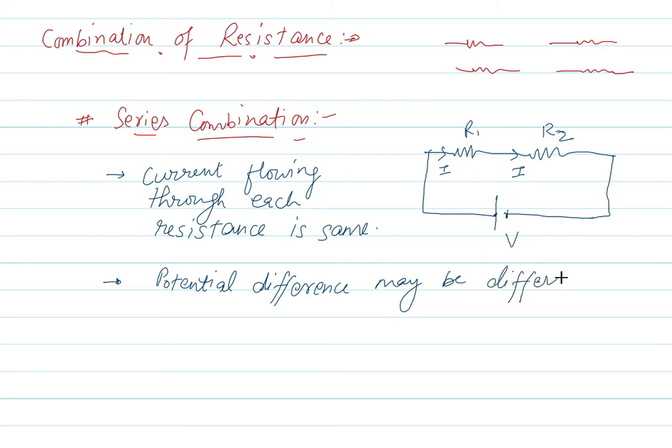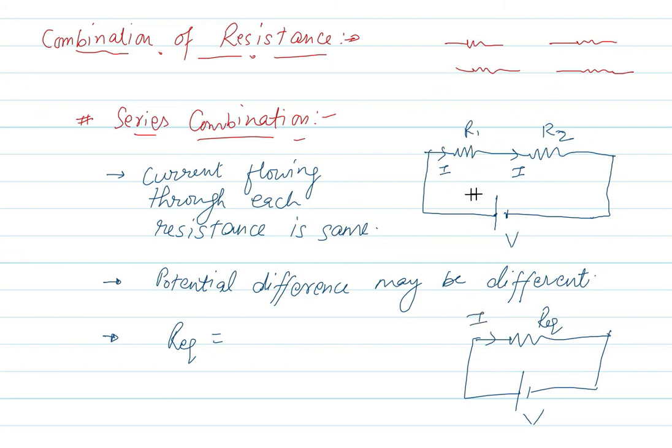Why may be? Because in case of identical resistances, potential difference will be same. Moreover, if you want to find equivalent resistance, let me introduce equivalent resistance properly. Equivalent resistance means a single resistance which when connected with this same battery, draws the same amount of current as is drawn by the actual combination of resistances.